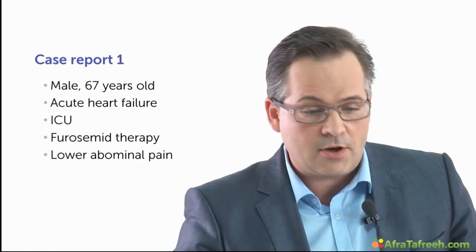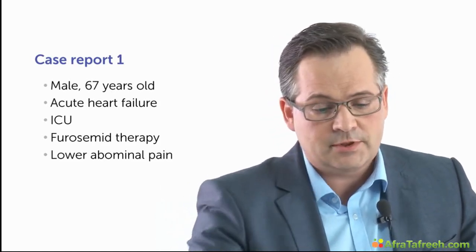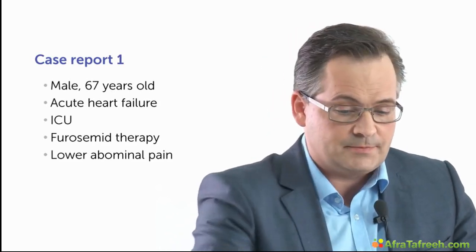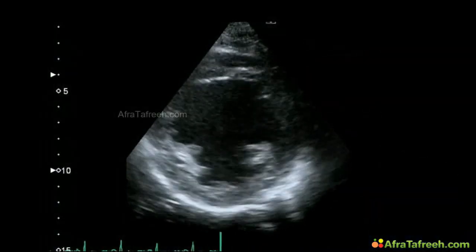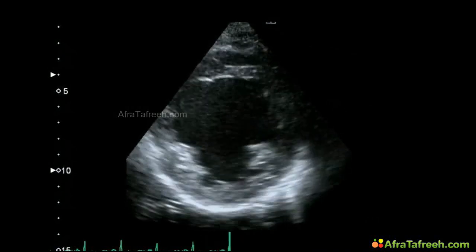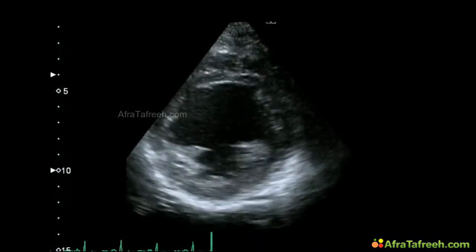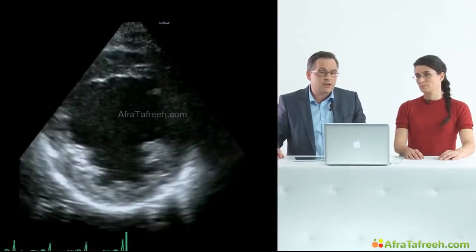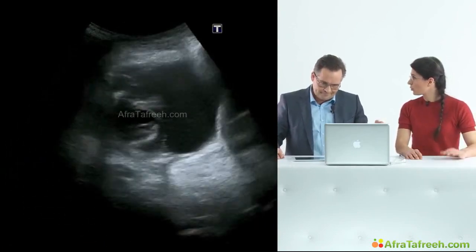A 76-year-old male patient was admitted to a hospital because of acute heart failure. He was transferred to the ICU and had pulmonary congestion. As we can see, the left ventricular function was severely reduced, and there was also dyspnea present. So the patient got therapy with furosemide, and everything was okay till the time the patient complained about pain in its lower abdomen. And then you came into place to perform an ultrasound.